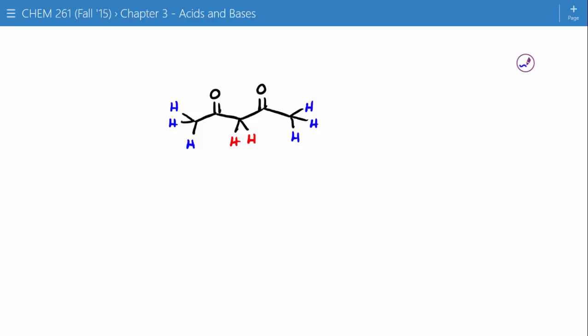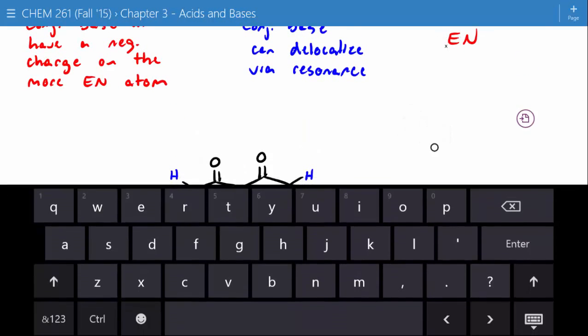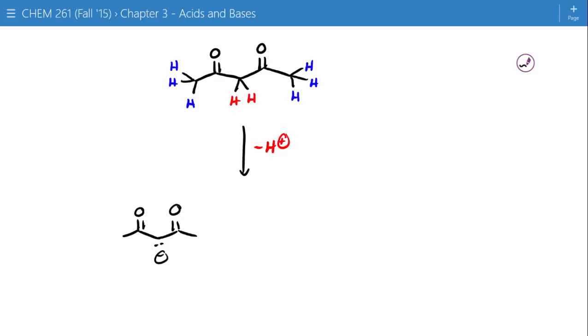What do you think? Right in the middle, because it's got two oxygens right there that can help support the negative charge. All right, so let's try pulling off this red proton. So I'm going to go minus H plus up here, and I'm going to switch back to our bond line formula. So we've got a negative charge here. This is pretty neat. This negative charge can delocalize up onto this oxygen, so we get a double bond here and a negative charge on this oxygen. Or this negative charge can delocalize all the way over to this other oxygen.